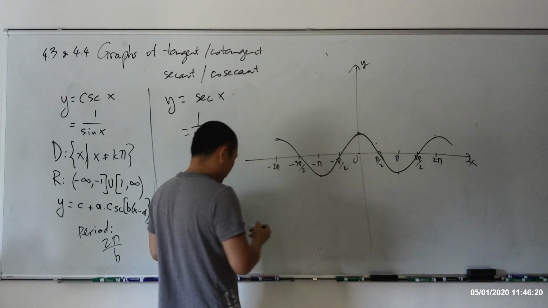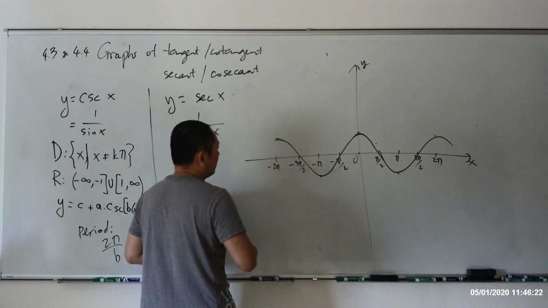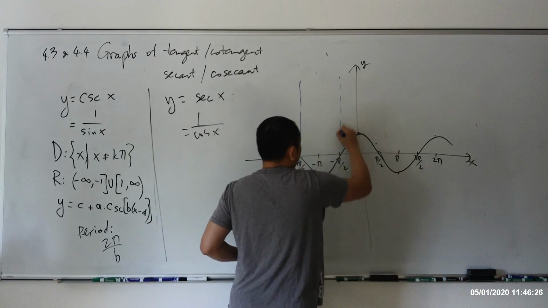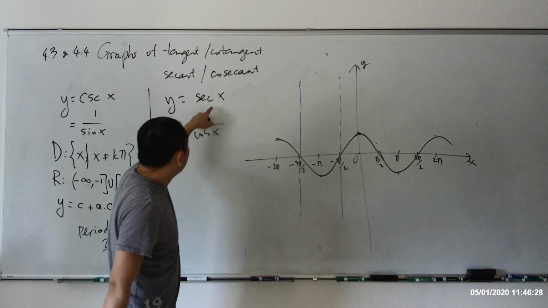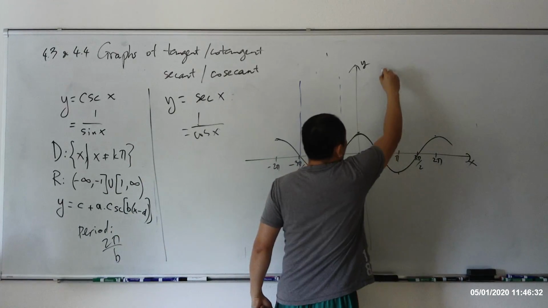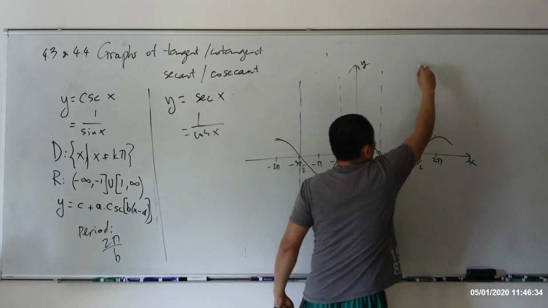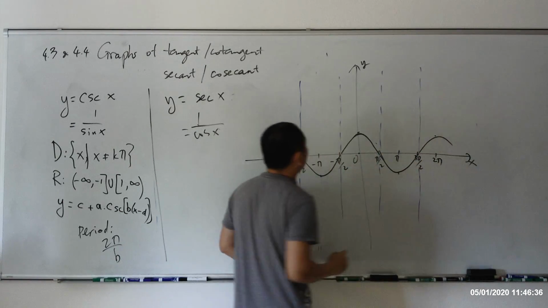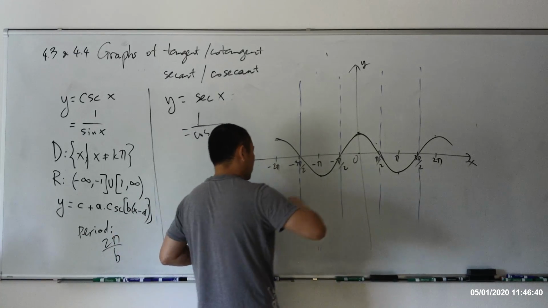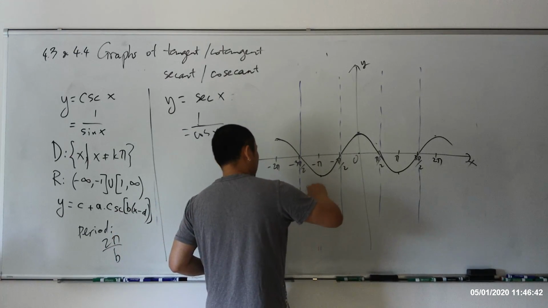Now I can draw the vertical asymptotes for the secant function. Because when cosine is 0, 1 over 0 will be undefined. So it's going to be a vertical asymptote for those points. All right. And of course, we're going to have the graph of the secant function.